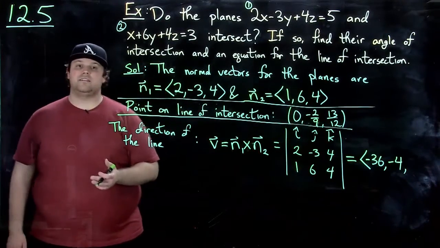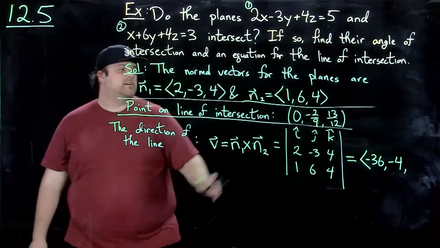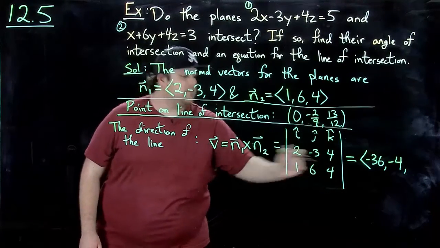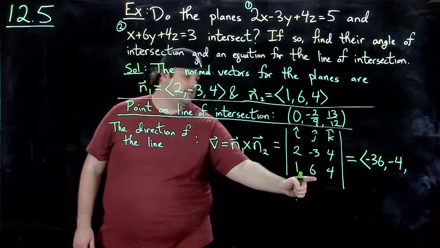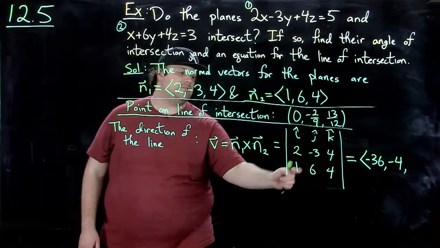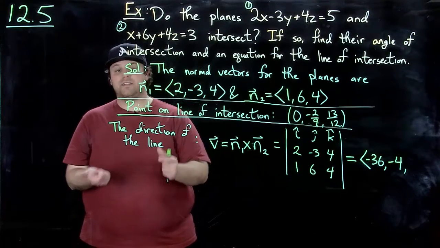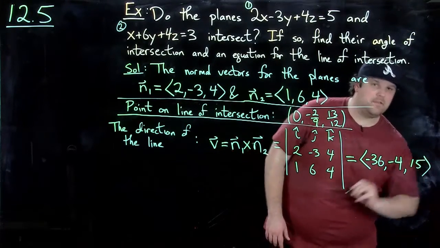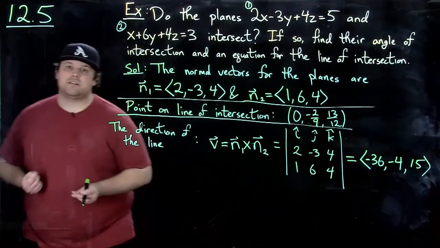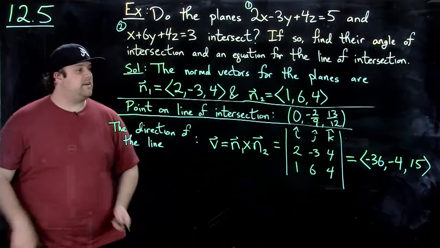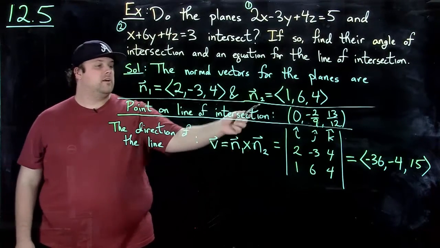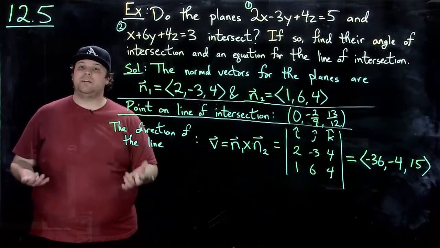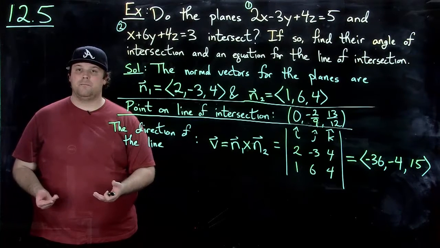Let's do the last one now. Suppress the top row and the third column, and we get 2 times 6, so 12, minus 1 times negative 3, so 12 plus 3, and that's 15. So that's the direction vector of the line. We have a direction vector of the line. We have a point on the line of intersection. So we have all we need to make the equation of a line.